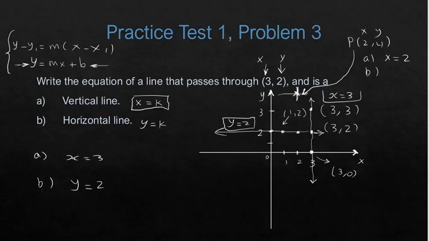Similarly, for the line that passes through the point (2, 4) and is horizontal, the horizontal line looks like it is at 4 on the y-axis. So y = 4 would be the equation of the line that passes through point (2, 4) and is horizontal. You can use this method to write the equation of horizontal and vertical lines when the point that the line passes through is given to you.